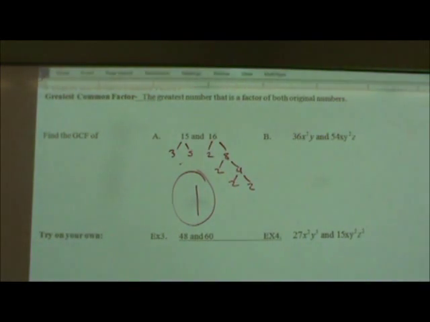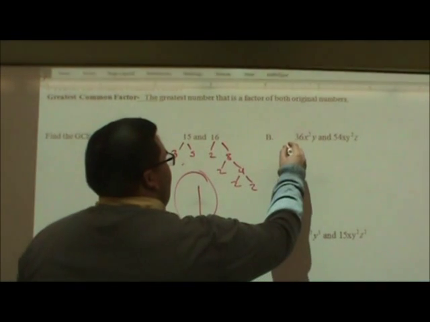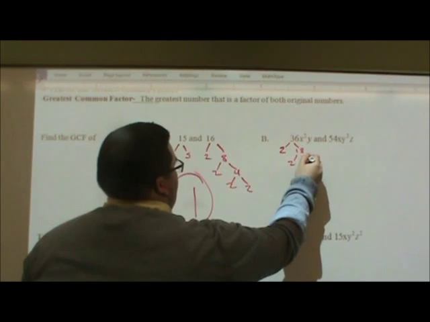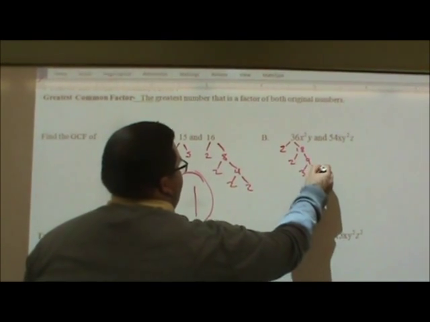For letter B, we see variables and we see numbers, and some of you are going, oh boy, oh girl, we're not sure what to do. Well, no need to fear prime factorizations here. On letter B, you start with the prime factorization of 36. Well, let's break it down a little bit. 2 and 18, 2 and 9, 3 and 3.